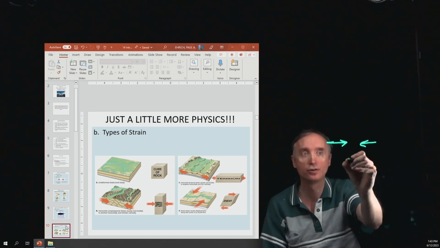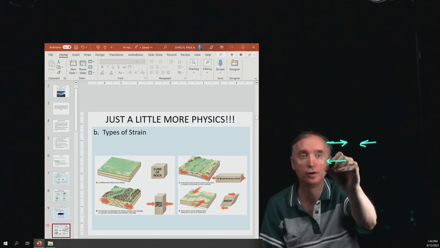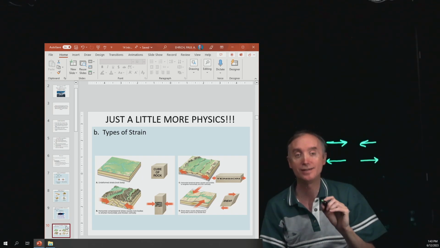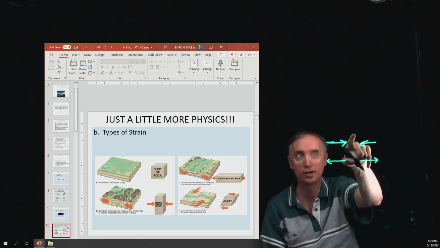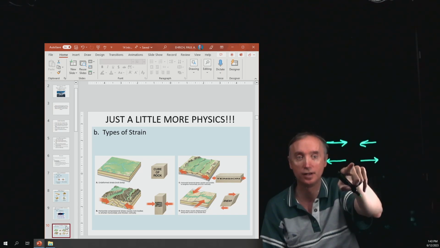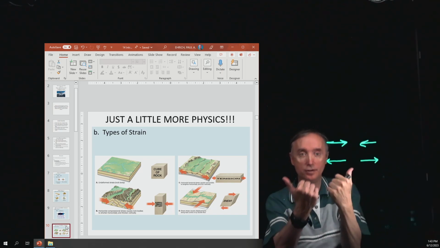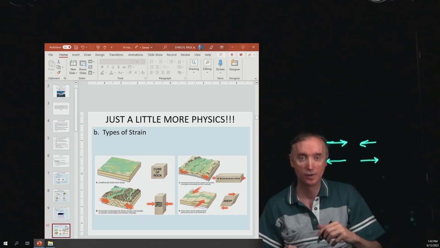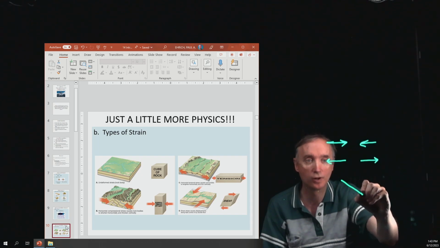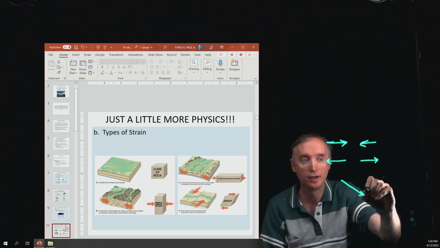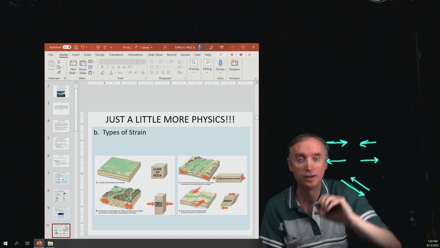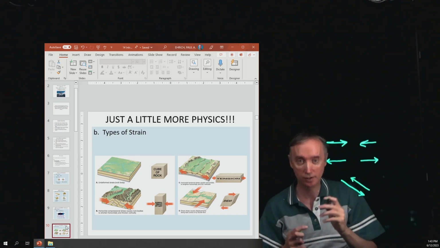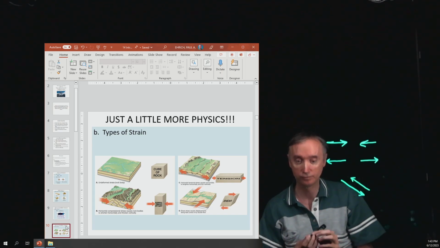Okay, then you're going to have a situation where rocks are going to be pulled apart like this. So that's going to be tension. So this one was compression, this one's tension, and then there's a particular plate boundary where the rocks are being pulled apart. You should know that for the exam. Okay, then you've got situations where one rock might be going this way and another rock might be going this way, and then that's going to be shear. And that, again, is going to be associated with a particular kind of plate boundary.